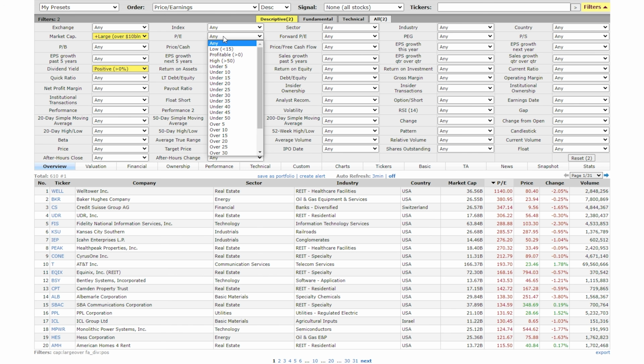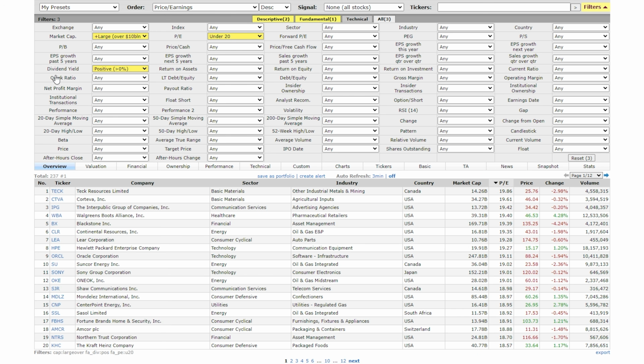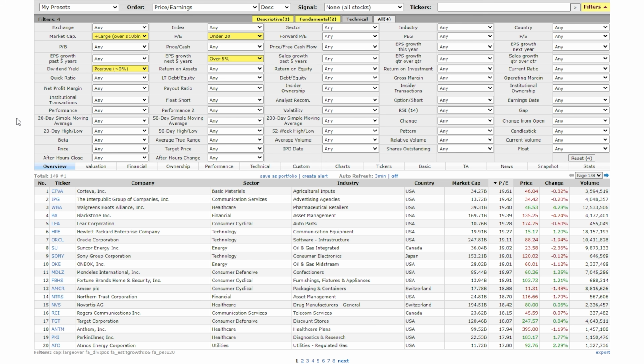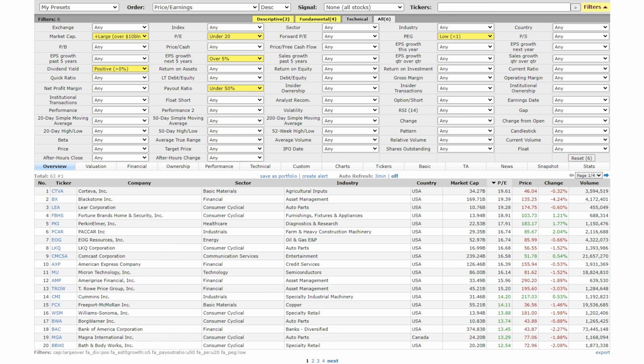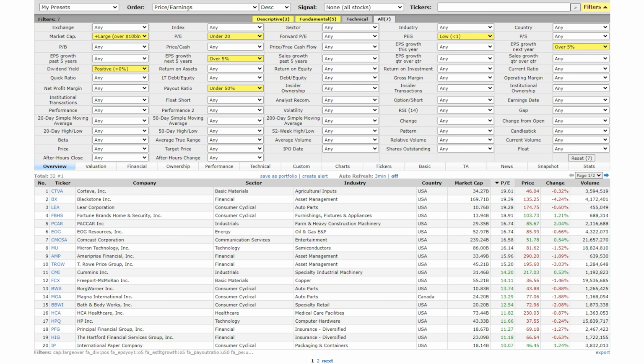Next, we want a PE ratio of under 20, saying it's potentially undervalued. Then we want an EPS growth for the next 5 years at over 5%, telling us the company is growing. We want a payout ratio of under 50%. We want a low PEG, giving us stocks that are undervalued. Then we want an EPS growth next year of over 5%. It's going to give you a nice list.